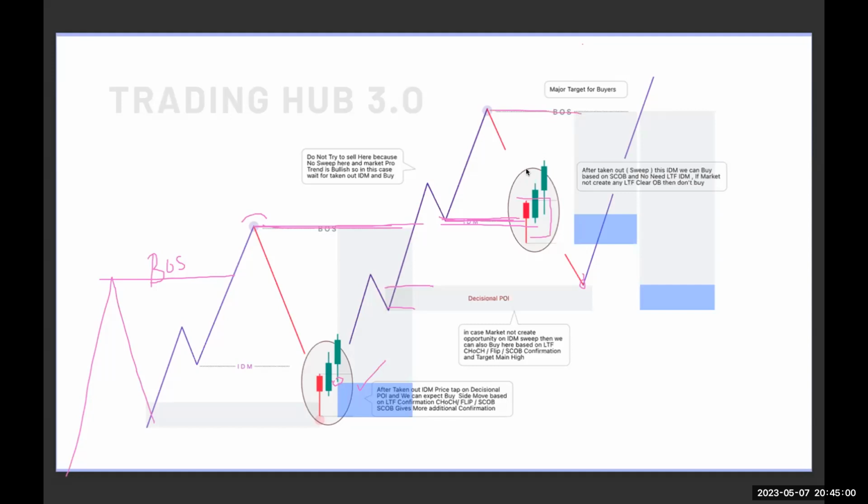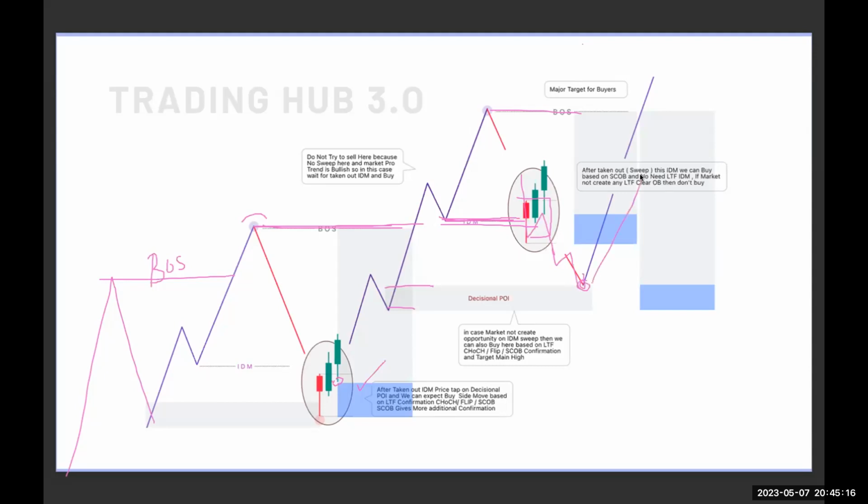If the market does not create any single candle order block here and just gives a reaction and pushes downside, maybe sharply pushes downside and mitigates your order block here, then you can buy here based on the CHoCH and flip entry model.